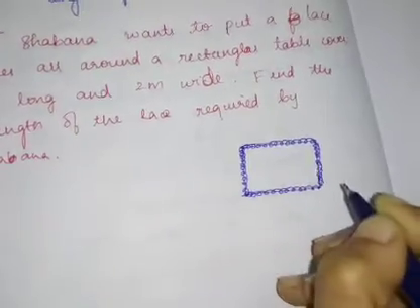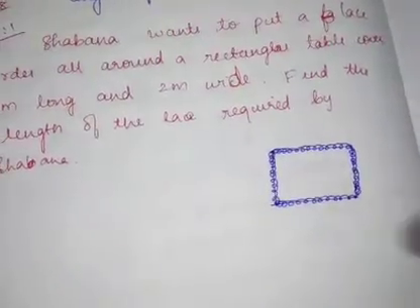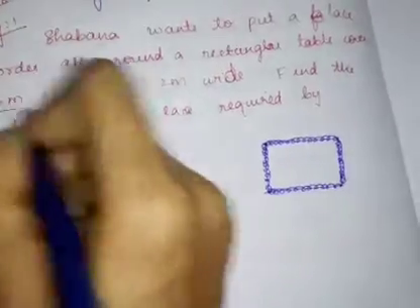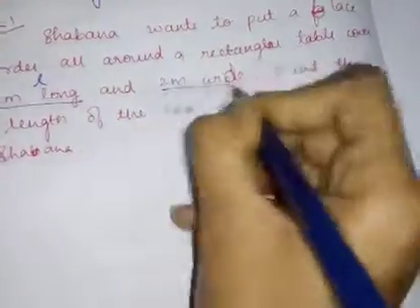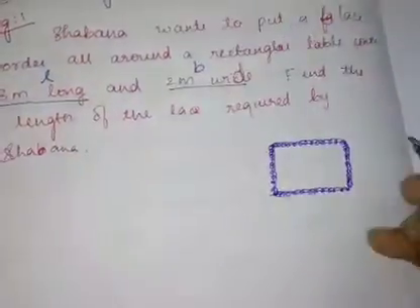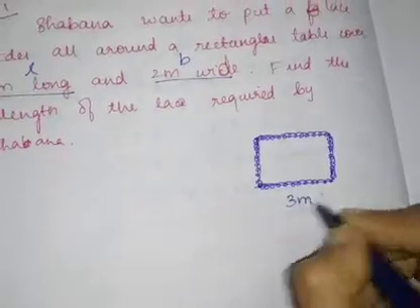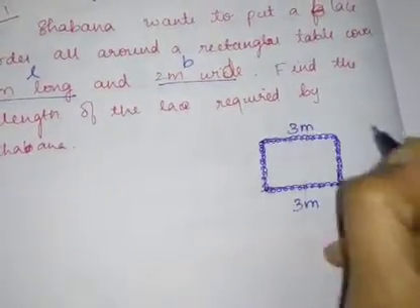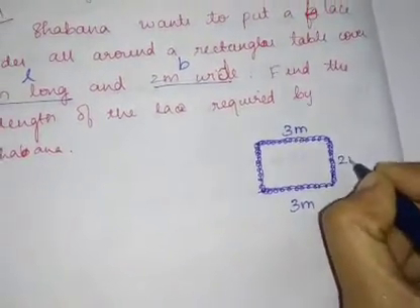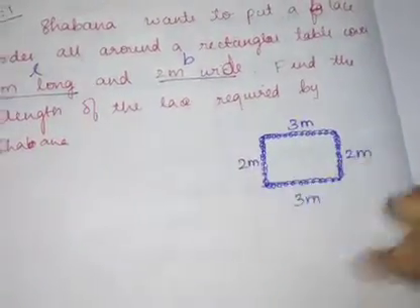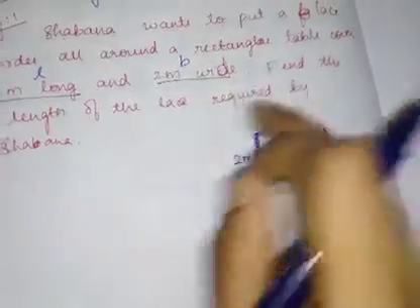Okay. Now, what is the table? A rectangular table, length and breadth? 3 meter long means it is the length. 2 meter wide means it is the breadth. So here it will be 3 meter, and here also it will be 3 meter. Then wide means 2 meter, so here also 2 meter is the width. So find the length of the lace required by Sabana.